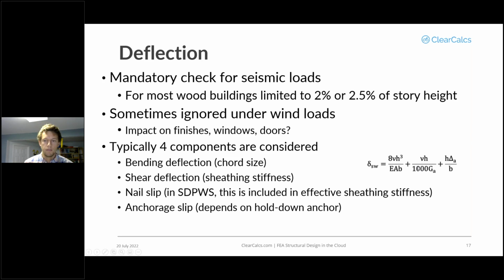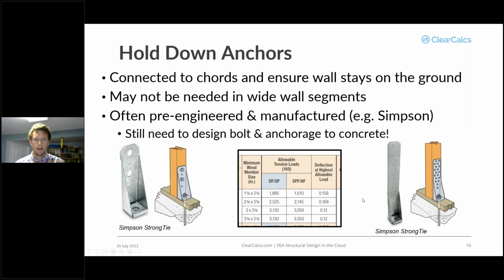And then finally, we've got the anchorage slip. No connection is perfect. If this shear wall is going to start tipping over, it's typically going to move a little bit before it actually fully engages the hold down anchor. So that's where that anchorage slip comes in. This typically would be specified by a manufacturer. So if I go back here to the hold down anchor, the rightmost column has deflection at highest allowable load, and you can see it's on the order of 1/8 of an inch or something like that.